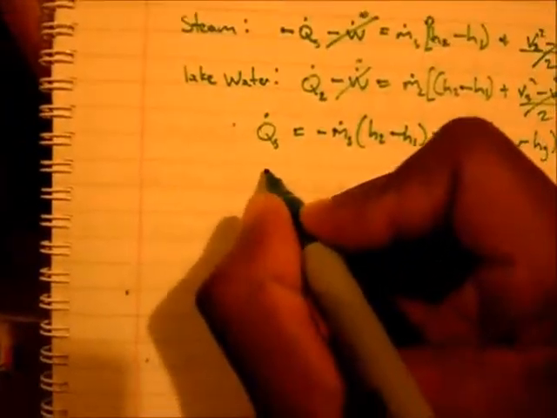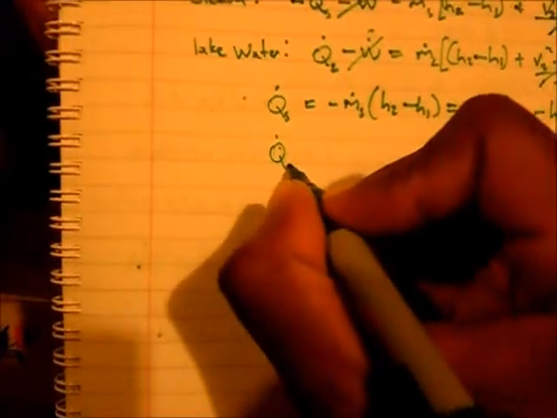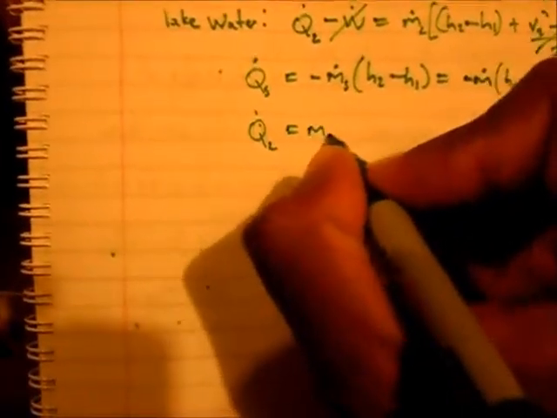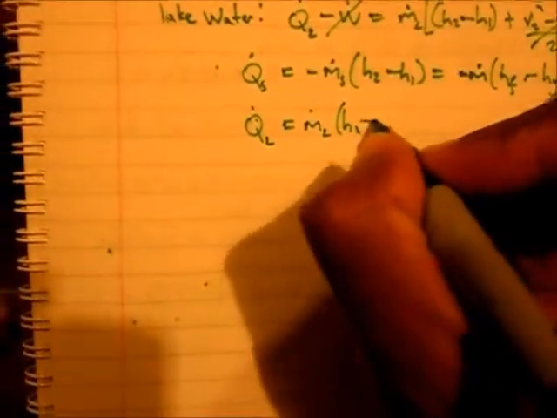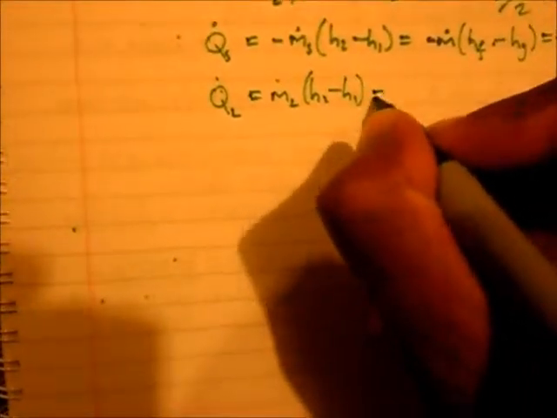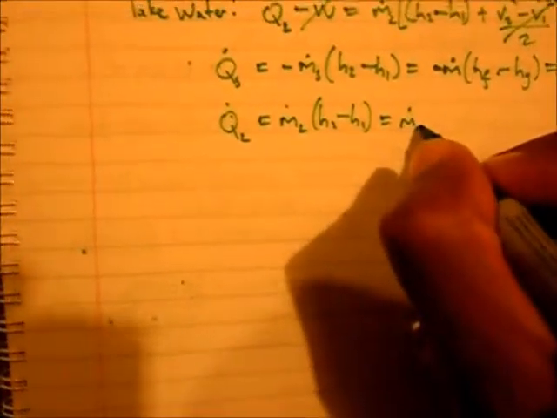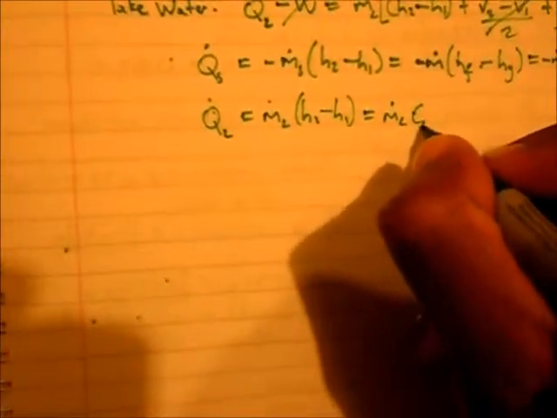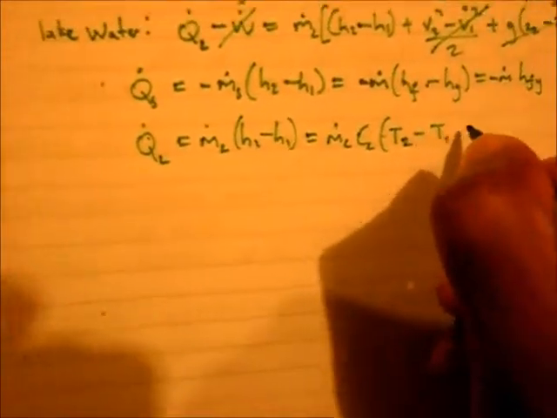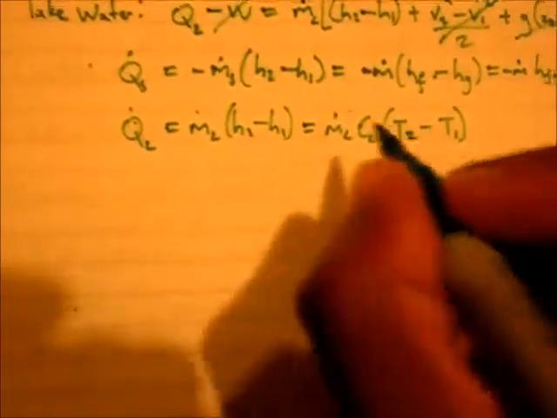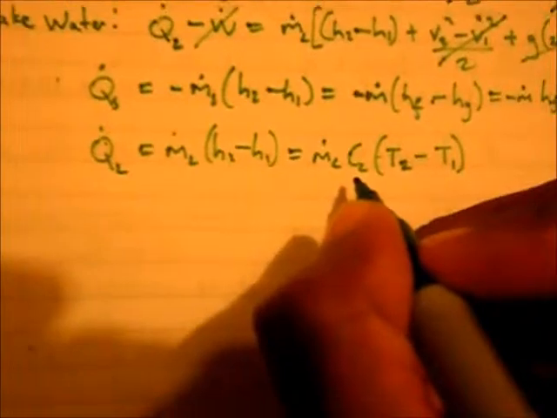Okay, and for the lake water, Q dot L is equal to m dot L times (h2 minus h1), equal to m dot L CL times (T2 minus T1), and CL here is the specific heat of liquid water.